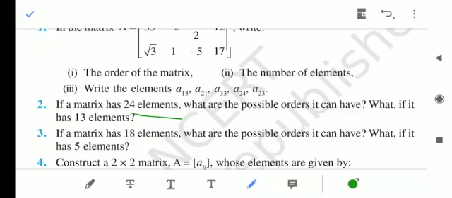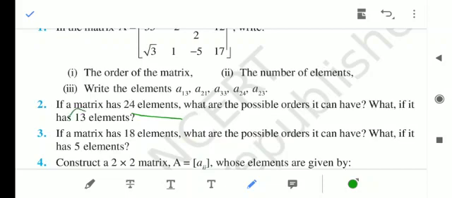Then 2 by 12 and 12 by 2, that makes 4. If I say 3 by 8 and 8 by 3, that makes 6. 4 by 6 and 6 by 4, that makes 8. 5 is not possible. So these are the 8 possible orders: 1 by 24, 24 by 1, 2 by 12, 12 by 2, 3 by 8, 8 by 3, and 4 by 6, 6 by 4. These are the 8 possible orders for a matrix containing 24 elements.